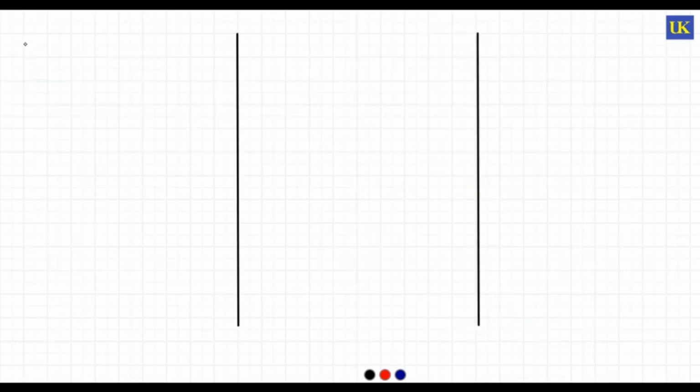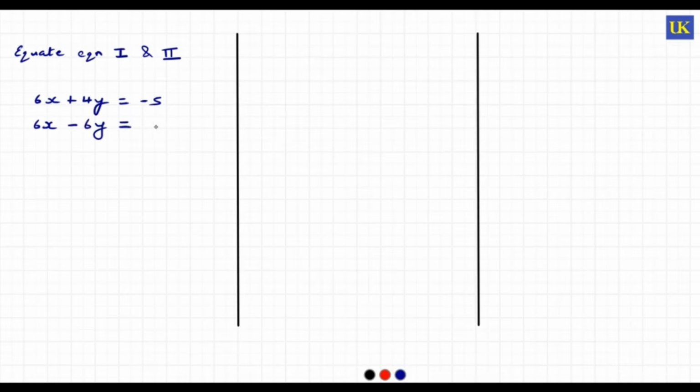So now we will say, equate equation 1 and 2. Now I'll write the first equation, 6x plus 4y is equal to minus 5. Then the second equation is 6x minus 6y is equal to 0. Now we'll solve this further.